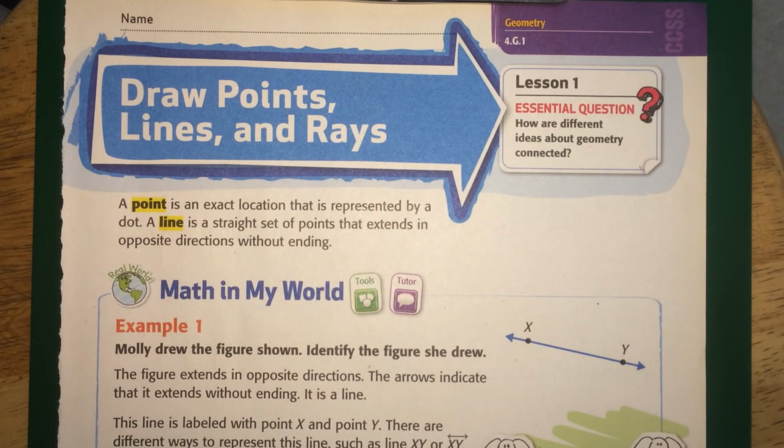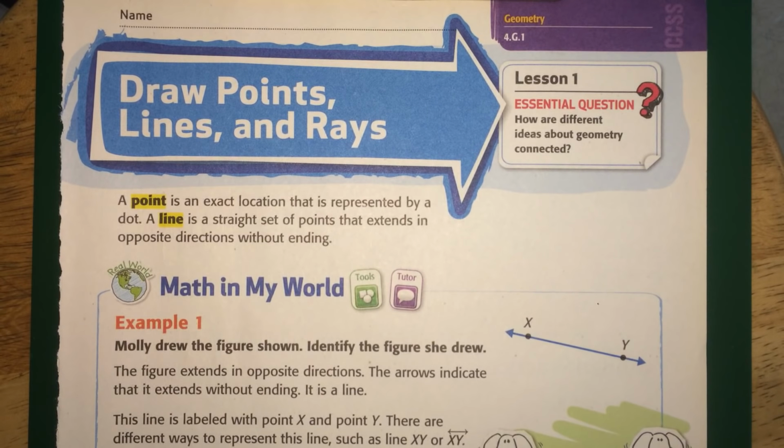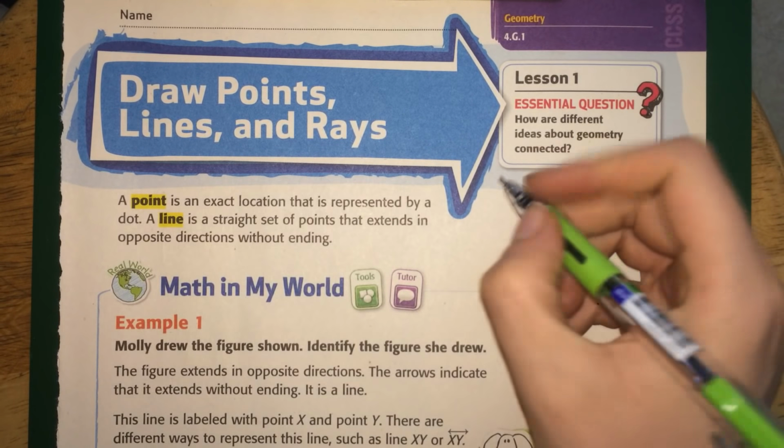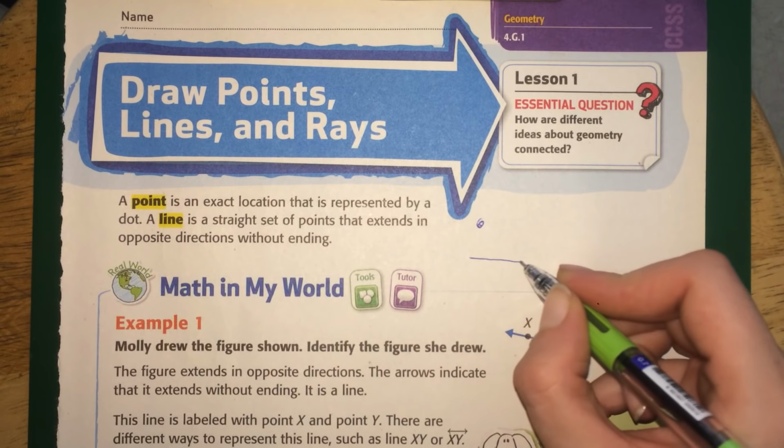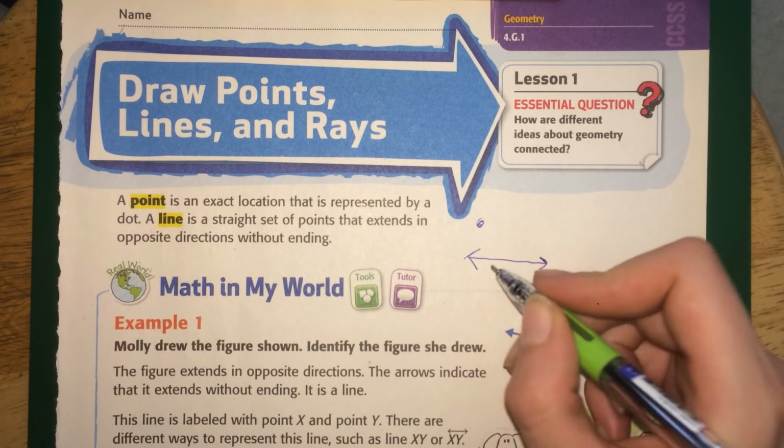Okay, so let's get to the book lesson. Lesson 1, draw points, lines, and rays. So here we go. We're going to draw points, lines, and rays. A point is an exact location that is represented by a dot. A line is a straight set of points that extends in opposite directions without ending.